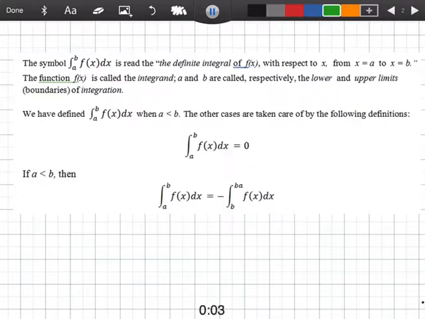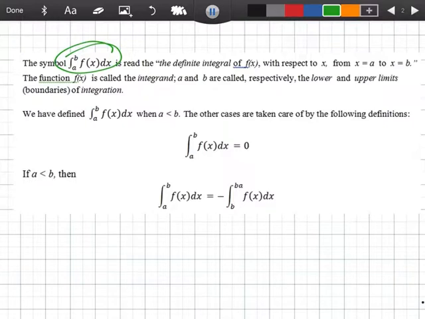The symbol here is read as the definite integral of f of x with respect to x from x is equal to a to x is equal to b. The function f of x is called the integrand, and a and b are called the lower and upper limits. So that's what we call the limits. The difference between the definite and the indefinite integral is that the definite integral has limits.